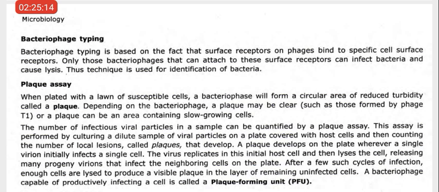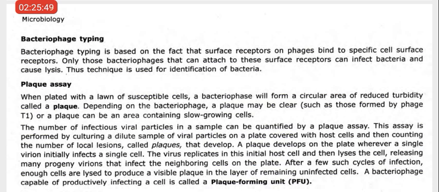And plaque assay. When plated with a lawn of susceptible cells, a bacteriophage will form a circular area of reduced turbidity called a plaque. Depending on the bacteriophage, plaque may be clear, such as those formed by lytic phage, or a plaque can be an area containing slow-growing cells. The number of infectious virus particles in a sample can be calculated by a plaque assay.